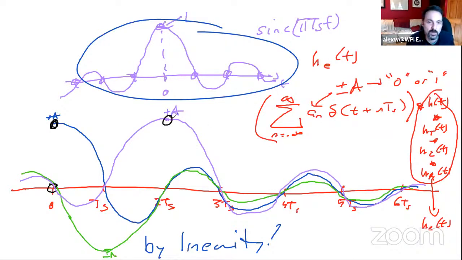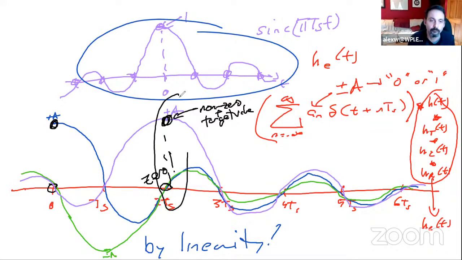So let's look at this. Here, non-zero, non-zero, and this is the target. This is the target value. Here, we have two other contributions from the previous two samples. They're zero, right? So at the end of the day, you'll have plus A, which is what it should be. No other contributions, no intersymbol interference, right? So that's Nyquist in action. Now, let's go back to the slides.